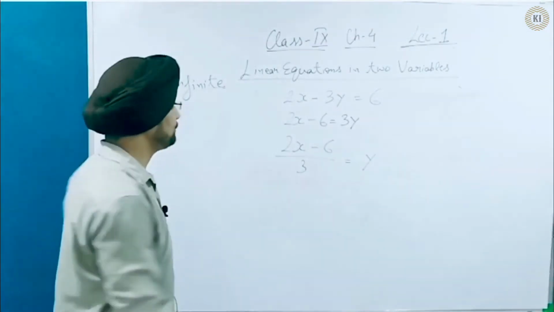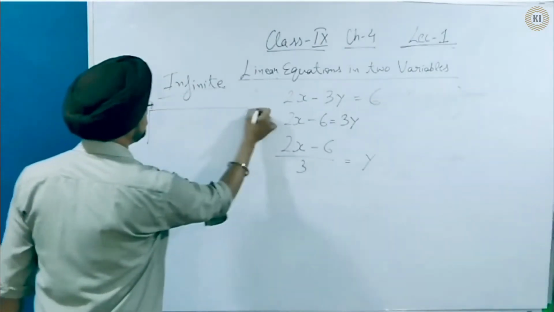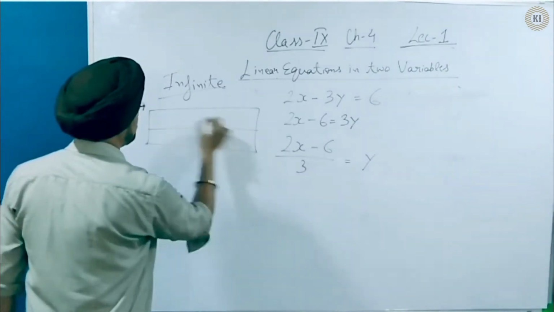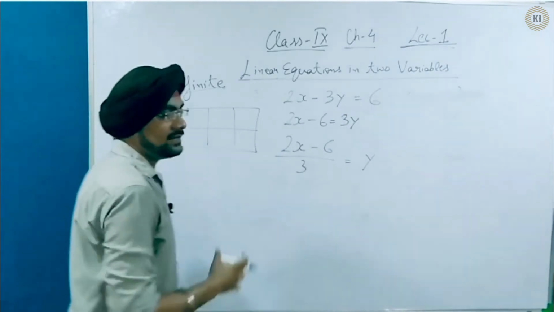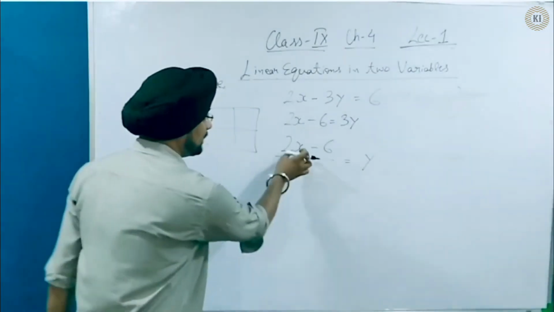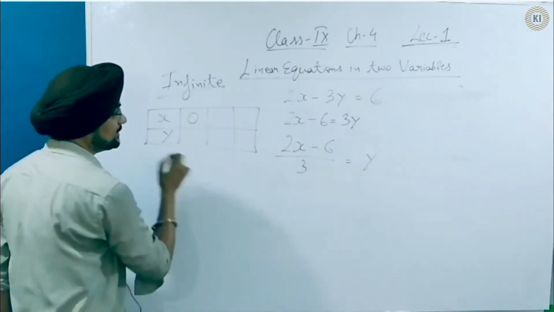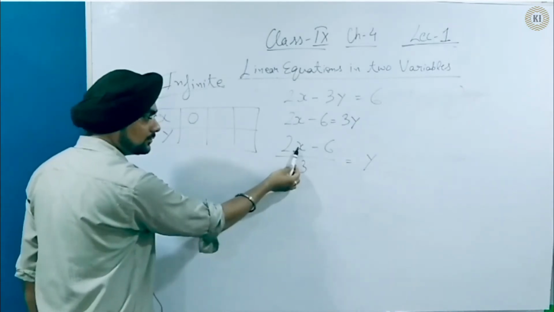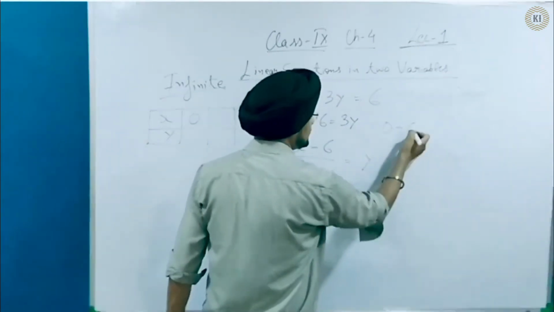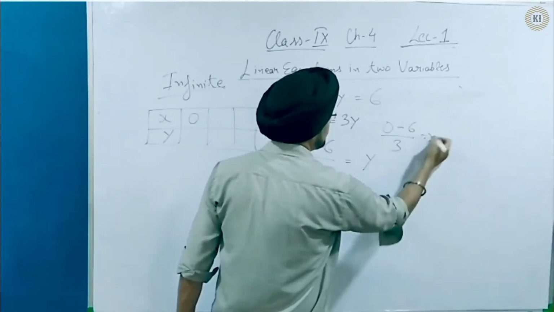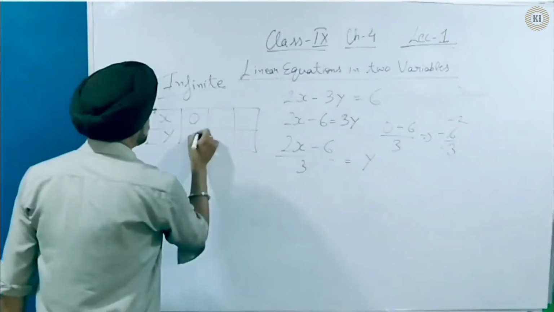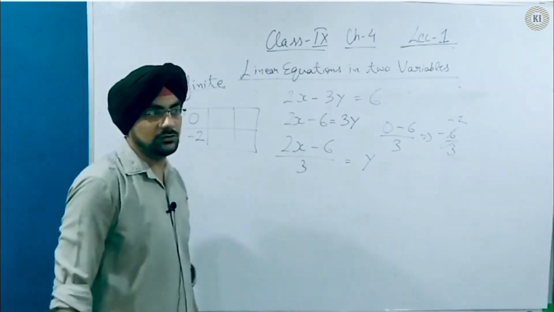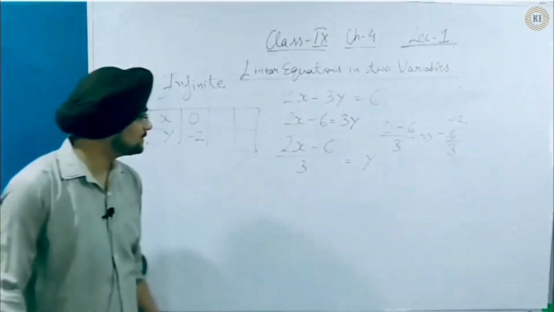So what do you do? You can make one table, x and y. Choose any value of x and put it here. Suppose we choose the value of x as 0. So 2 into 0 is 0. 0 minus 6 upon 3 will be minus 2. So when we put the value of x as 0, we get the value of y as minus 2.